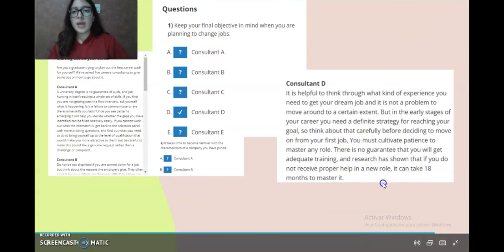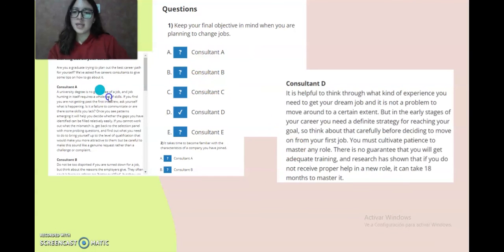For example, here we have, as I said before, the text divided into sections, in this case consultant A, B, C, D, etc. And here we have the first question: keep your final objective in mind when you are planning to change jobs. Change jobs is the keyword here. And as you can see in section D, it says to move on from your first job. So that's the meaning of changing jobs.